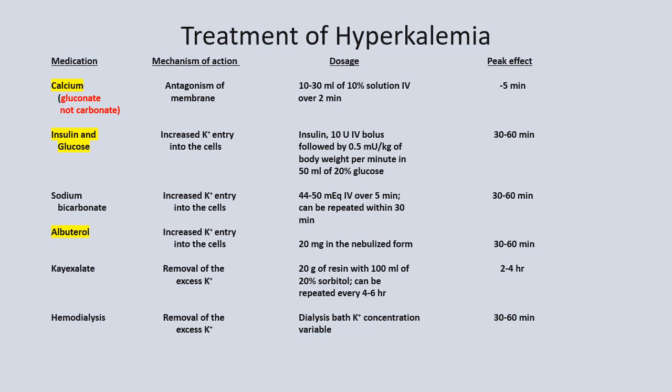And then lastly, you have K-exhalate. K-exhalate works by exchanging sodium with potassium in the intestines. So since it works through the intestines, it is a delayed onset. So it takes about 2 to 4 hours. So it's not going to be the answer for which is the first line for acute management of hyperkalemia. For that answer, I would look for insulin or albuterol as the answer. Okay, hope that was helpful.